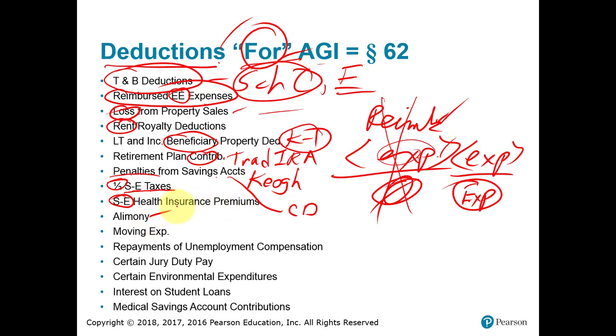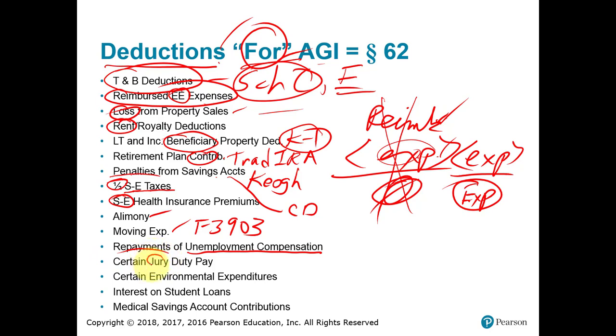Here's alimony being paid. Again, not child support, not property settlement, can be deducted. Moving expenses. Again, we'll learn all more detail on all of this. This is reported on Form 3903. Repayment of unemployment compensation. When you receive unemployment compensation, taxable, if for some reason you have to pay it back, you can deduct it as a for AGI expense.